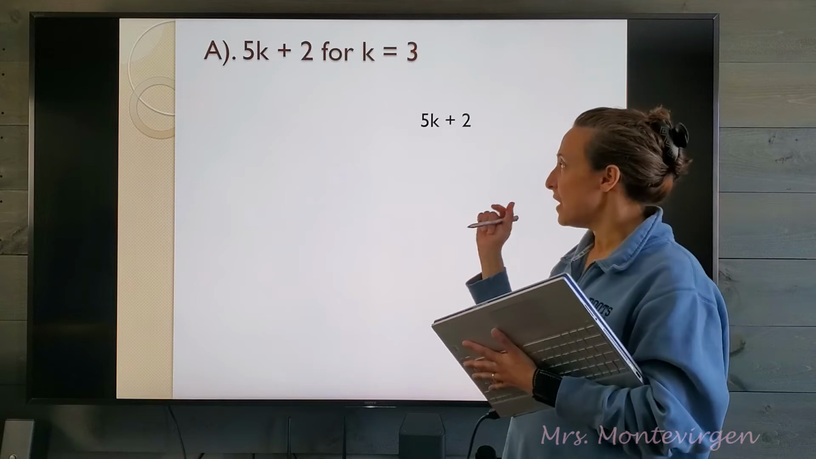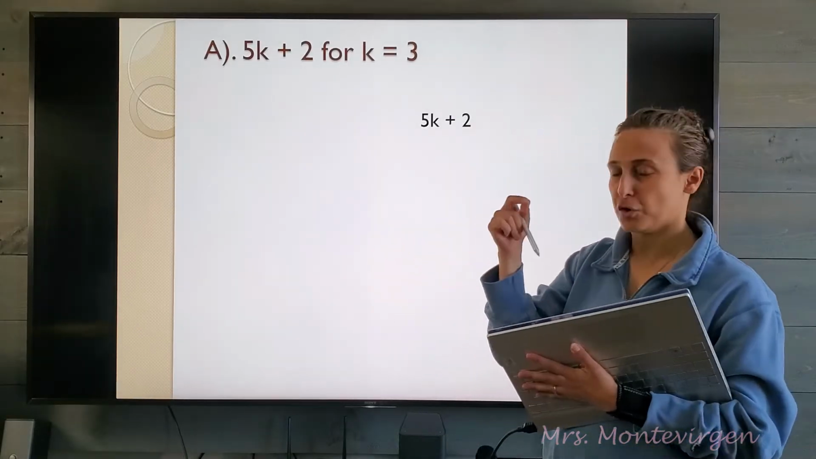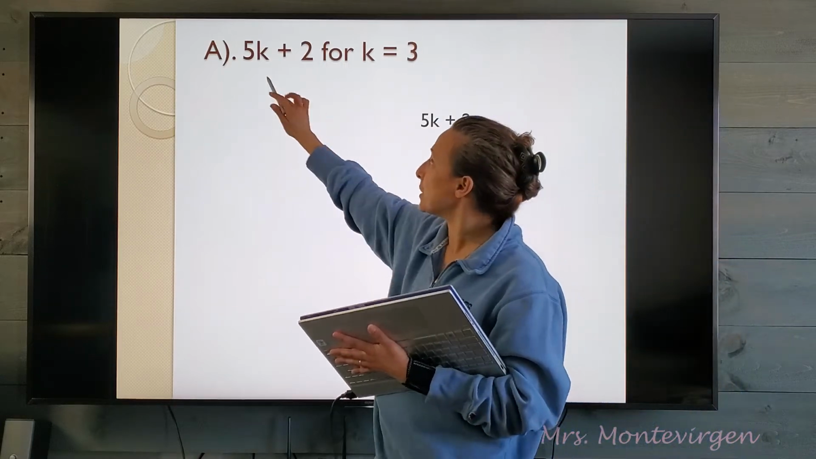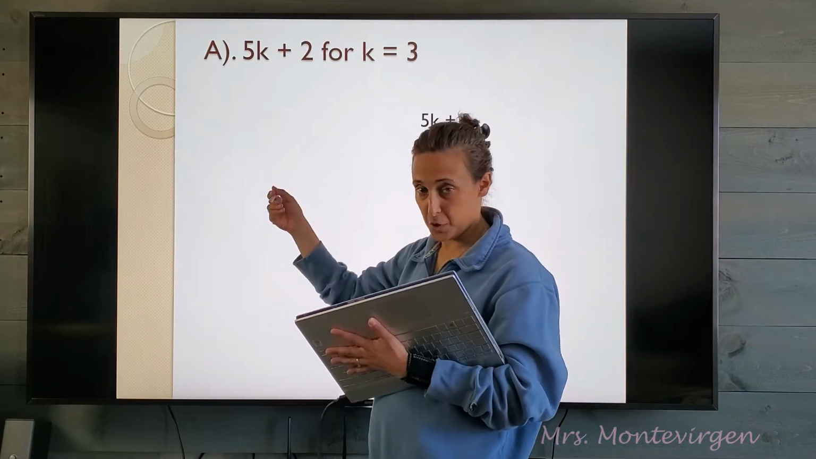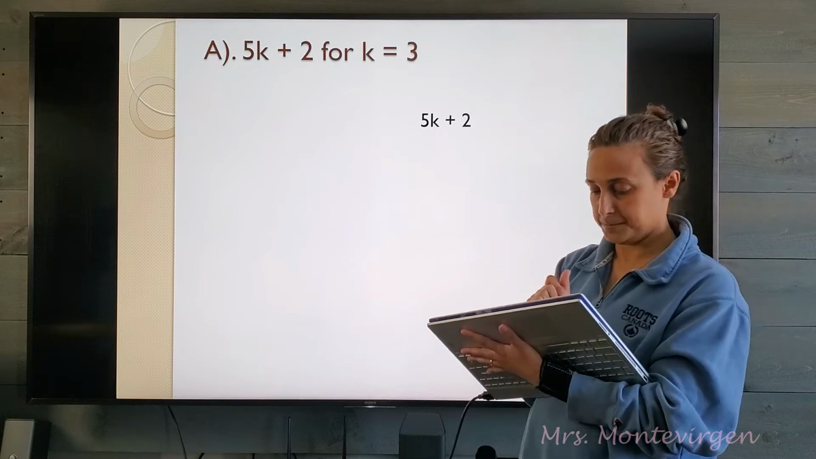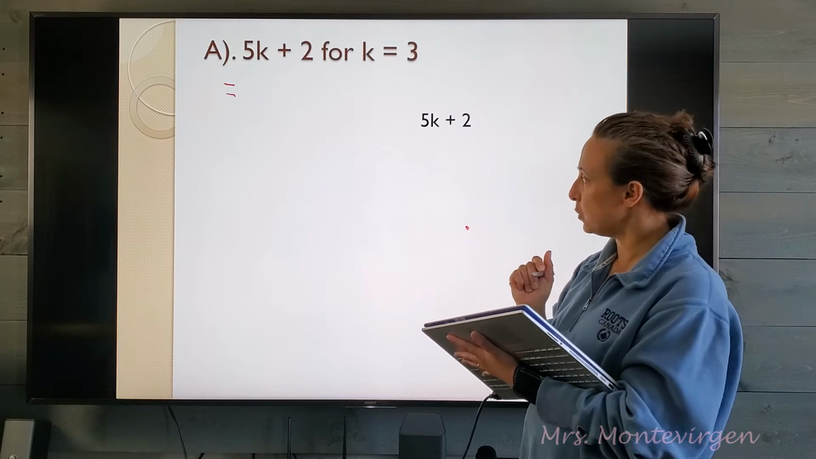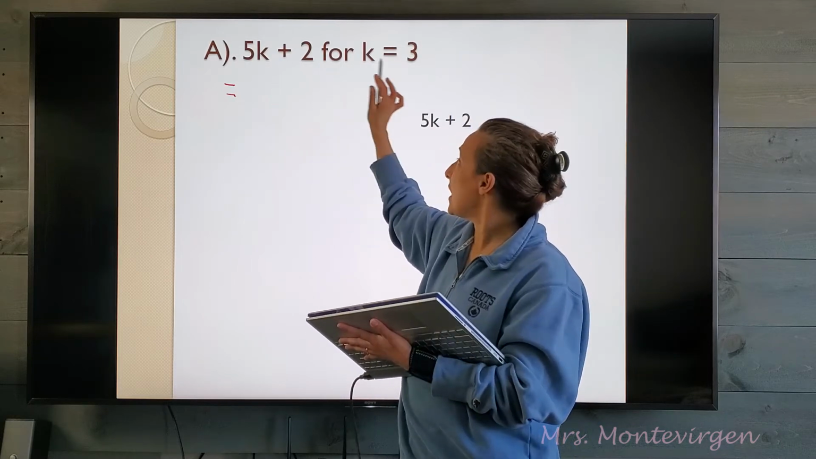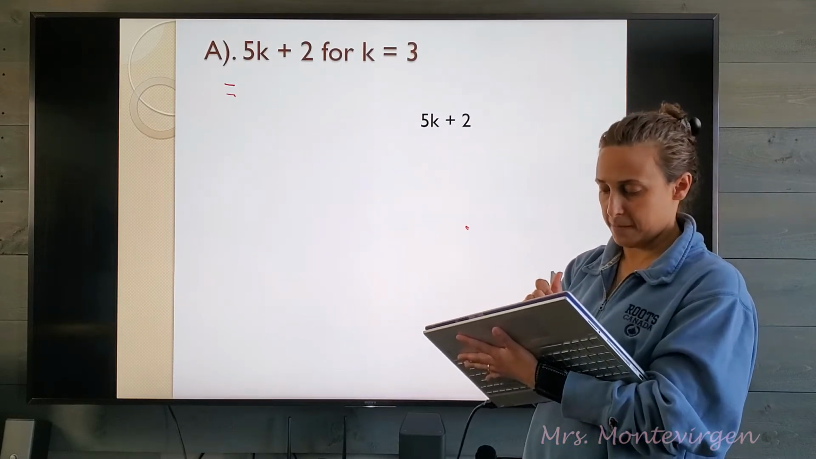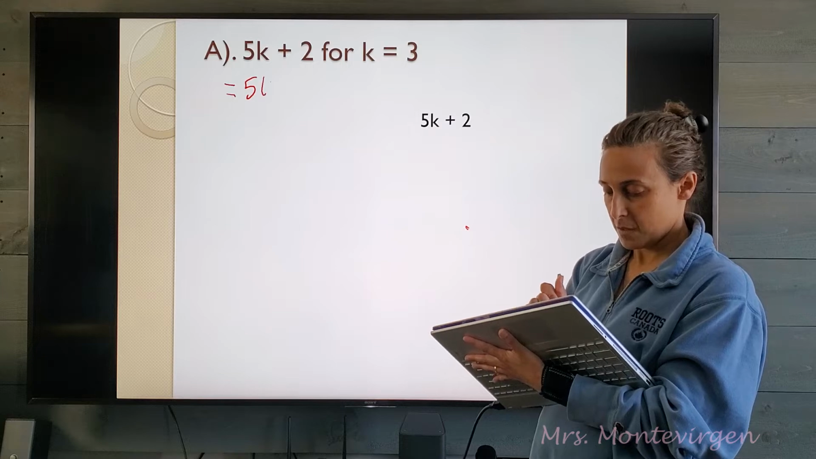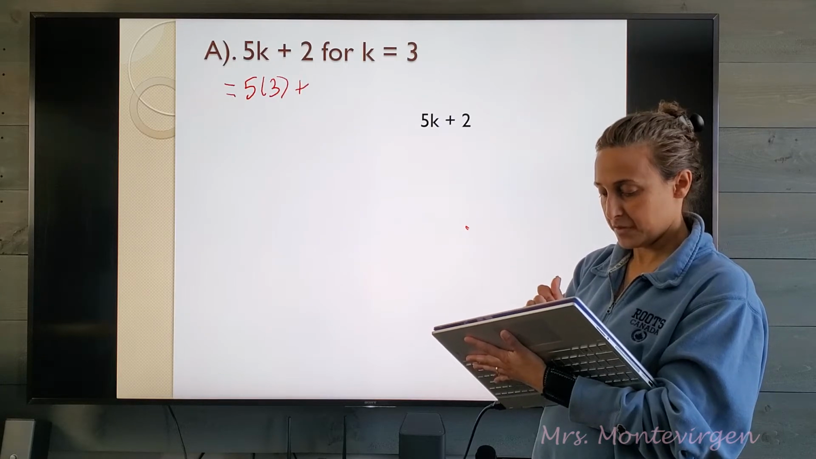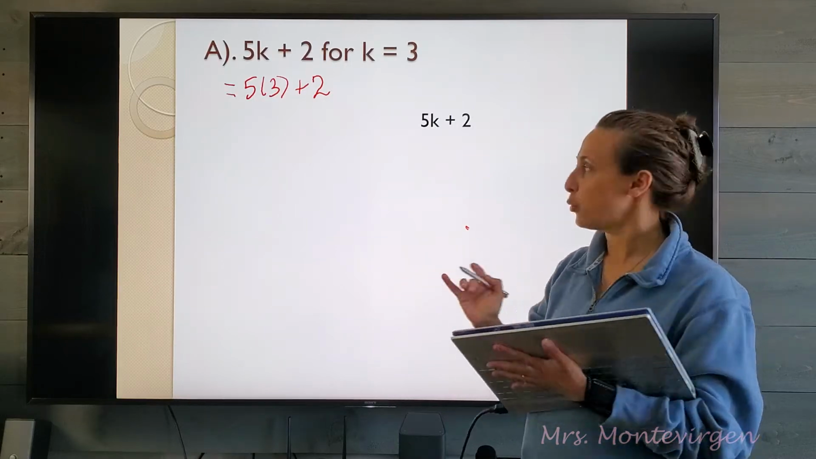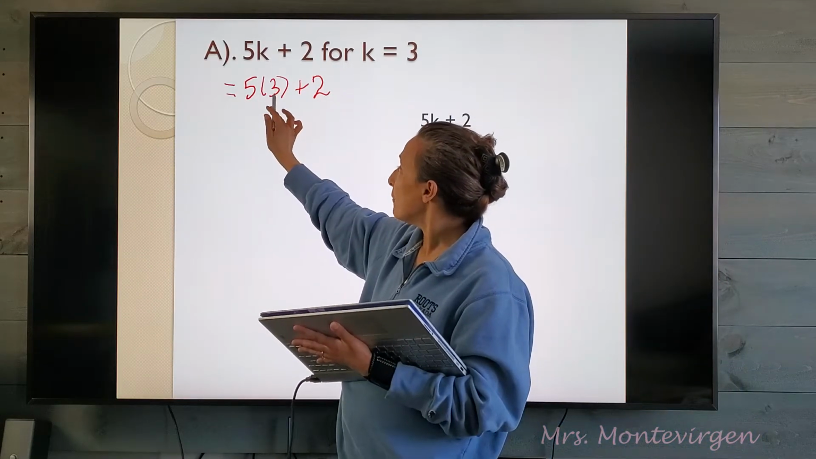Really, really important. Now I always tell my students, make sure that your first line is always going to be the actual expression. So I'm going to leave everything there and I'm going to do my work right underneath it. So I'm going to put my equal sign here. Now I'm going to rewrite the equation, and this time I'm going to take that k and replace it with 3. 5(3) plus 2.